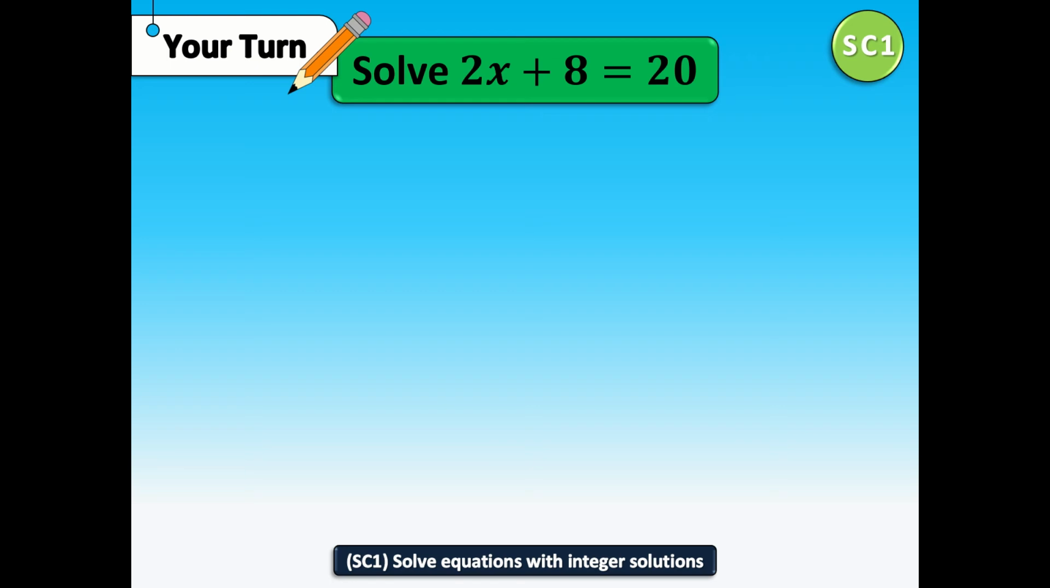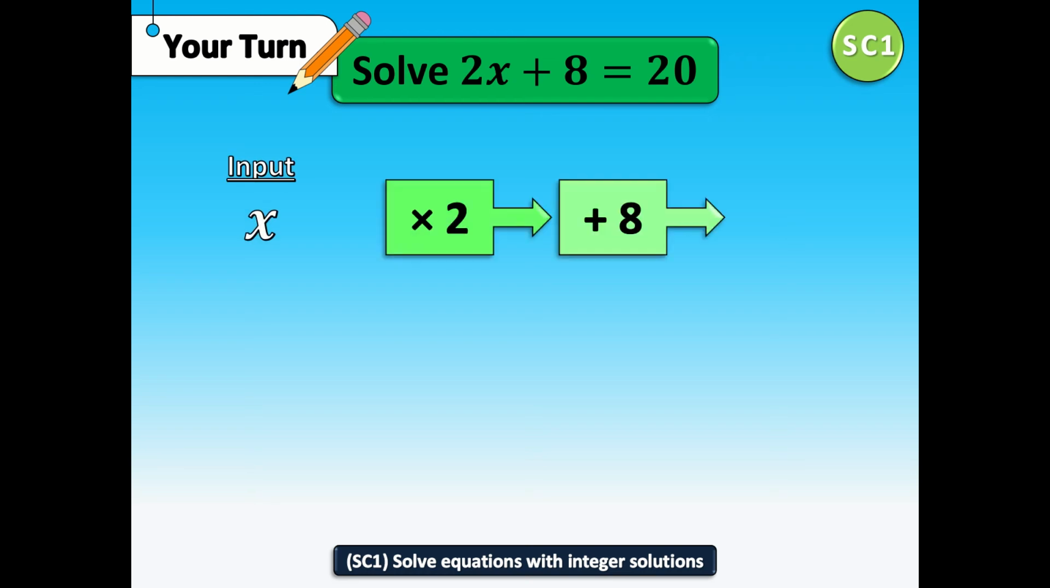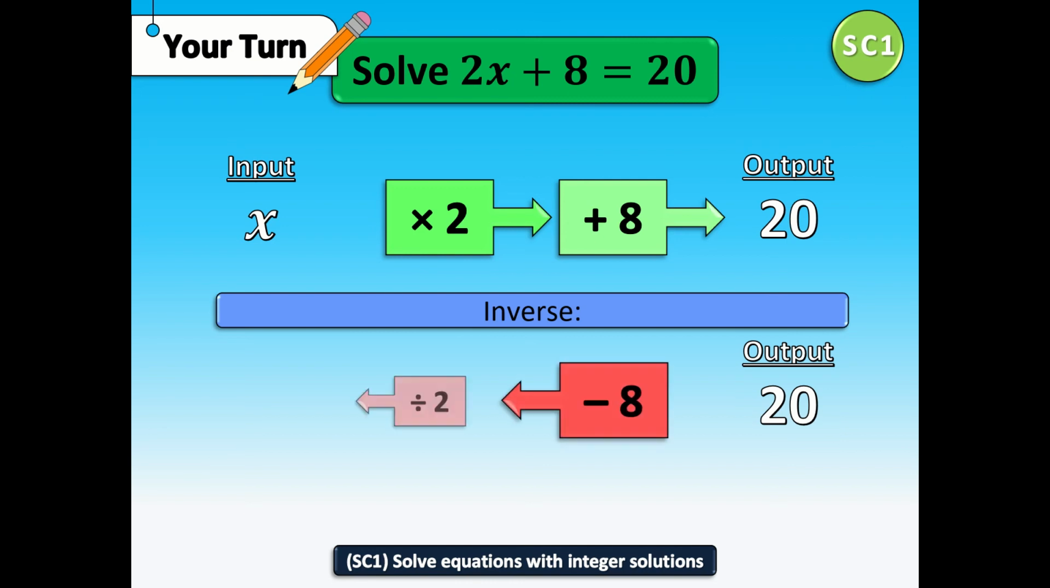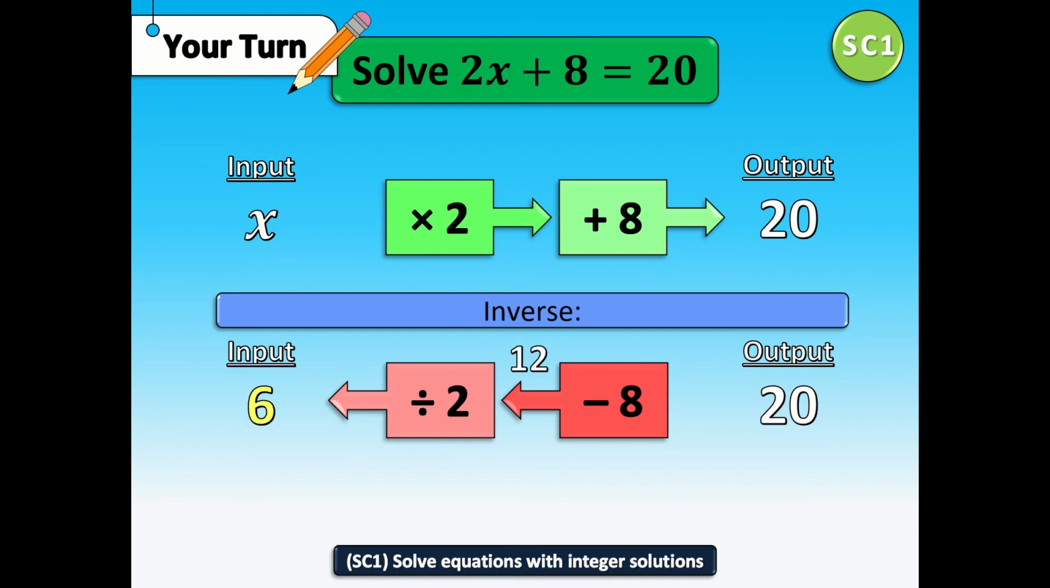So this is what we should have done. You've got x, you're timesing it by 2, and then you're adding 8, and we get the answer 20. So we need to work backwards, doing the opposite. So we start with 20, we take away 8, and we divide by 2. So 20 take away 8 is 12, and 12 divided by 2 is 6. So x equals 6.